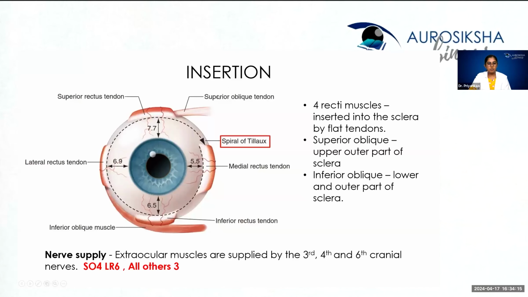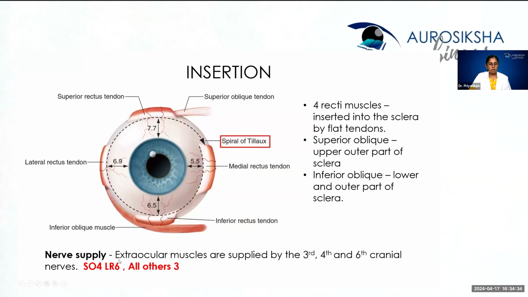And as you can see, the superior oblique muscle, as the name suggests, is the oblique muscle, meaning it comes in an oblique fashion and gets attached into the upper outer part of the sclera like this. And the inferior oblique muscle comes and attaches into the lower and outer part of the sclera.